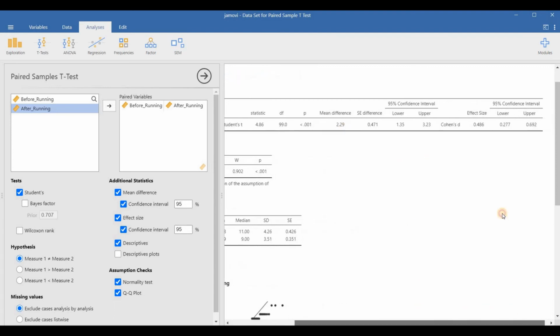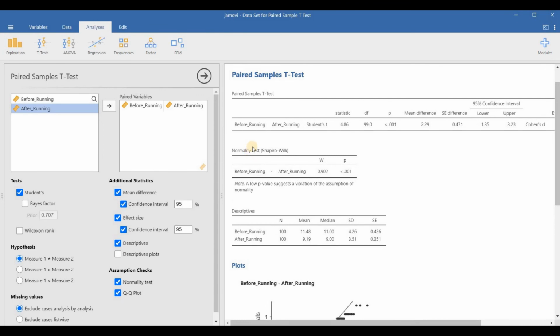And then if we go further, here is Cohen's d, which checks the effect size. Its value is 0.48, and these are the lower and upper bounds of it. One more important thing is to test the normality of this. Again, the data is non-normal, but this is for practice purposes only.